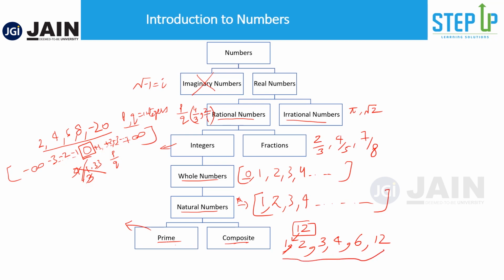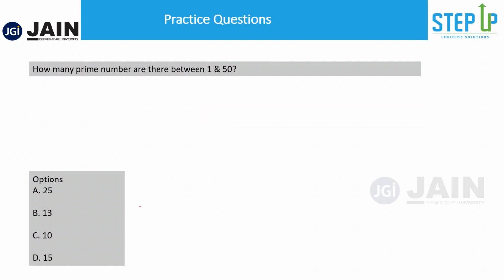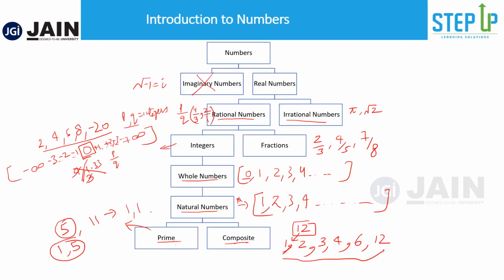However, if you look at a prime number like 5, what numbers can divide this? 1 and 5 only. You have a number 11, so only 1 or 11 could divide this. Your prime numbers start from 2. Always remember this. Start from 2, 3, 5, 7, 11 and so on, right? These are all your prime numbers. That means numbers which have divisors only itself and 1 are your prime numbers. All numbers apart from prime numbers would be your composite numbers.